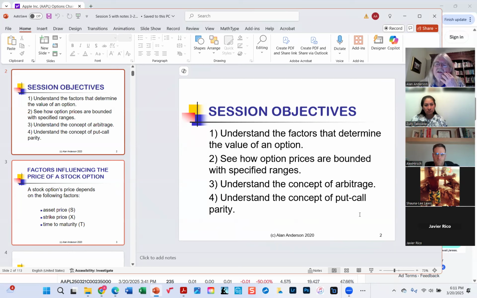And then put call parity is something that really proved to be hugely helpful. When the first option pricing model came out, it was only designed to price European call options. And so the problem was, well, what do we do about puts? Do we need a separate model? And it turns out the answer is no, because there's a very rigid relationship that ties together the prices of European calls and puts, and that is known as put call parity.